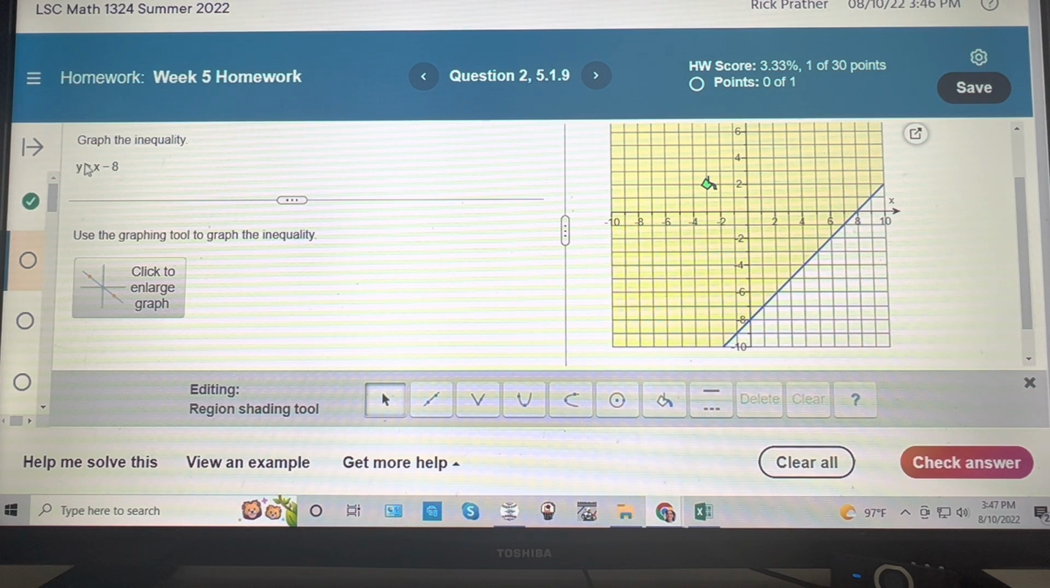Is 0 greater than or equal to 0 minus 8? Yes, it is, because 0 minus 8 is negative 8, and 0 is bigger than negative 8. So that shows that (0, 0) is one of a whole infinite number of solutions, but that makes sure you shaded the right half of the graph.